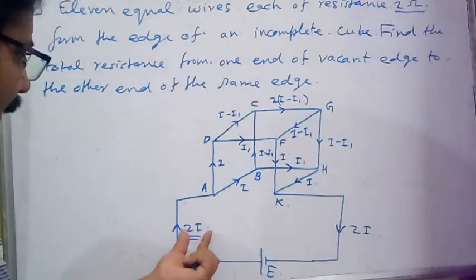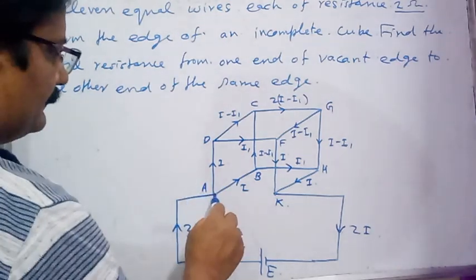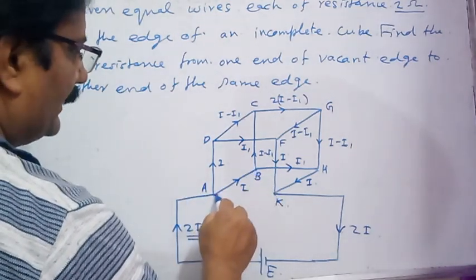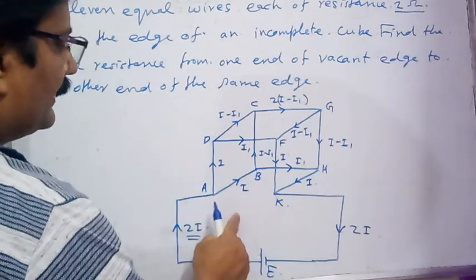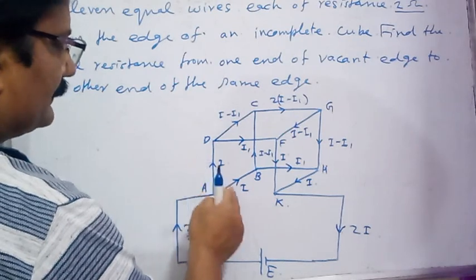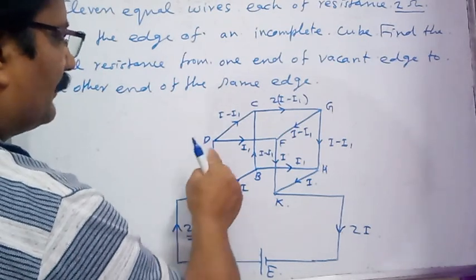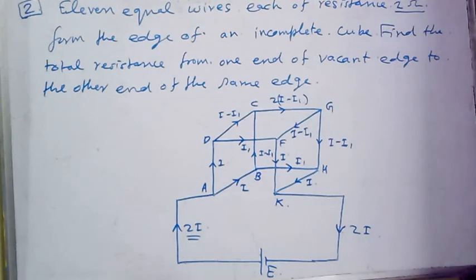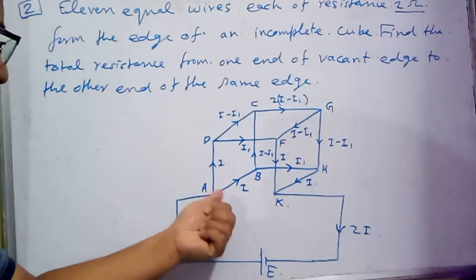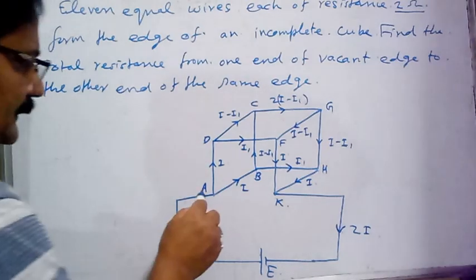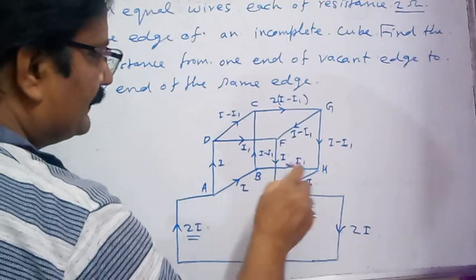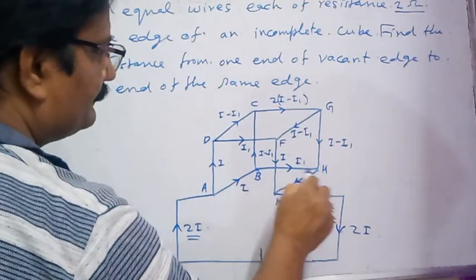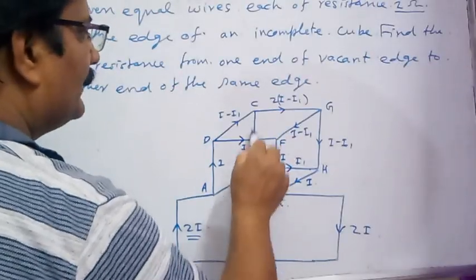Here you can see the current 2I will divide into two parts. Current I is flowing along AB and current I is flowing along AD. This division of current is due to the equal resistance of both paths, as the wires are of equal length and their resistances are equal, so the current entering at A will divide into two equal parts. Current I reaches B and divides again into two parts. Current I1 is flowing through the path BH, and current I minus I1 is flowing through BC.